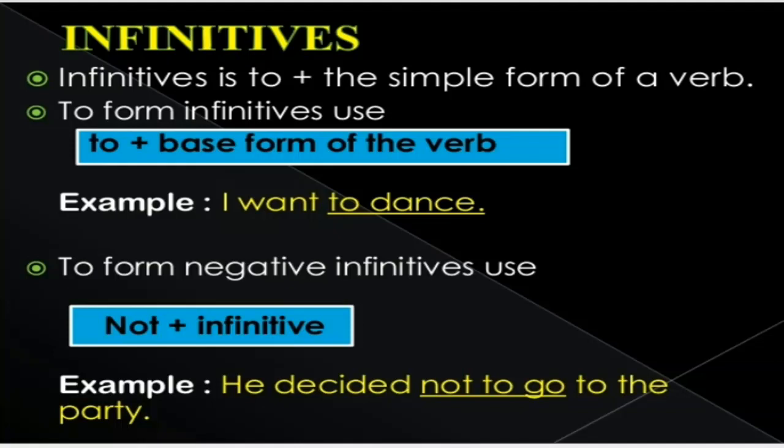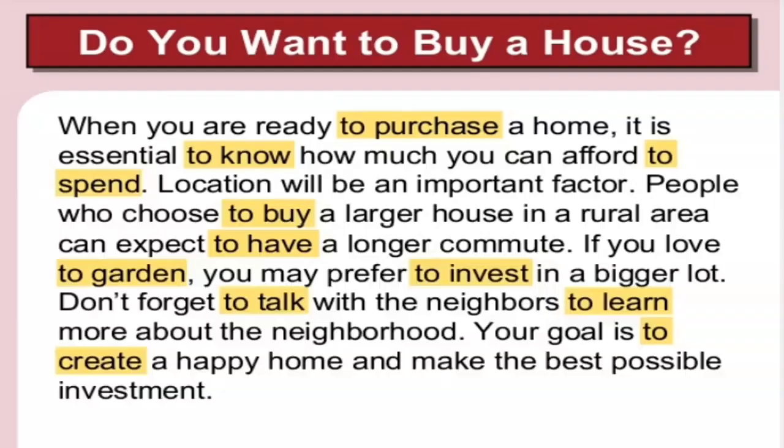Let us see this example. I want to dance. We are using the word to and the base form of the verb, that is dance. So this is the infinitive. We can also use infinitive in the negative form. How to use that? Not plus to plus the base form, that is not an infinitive. He decided not to go to the party. In this we see that we are using the negative word not followed by to and the base form of the verb go.